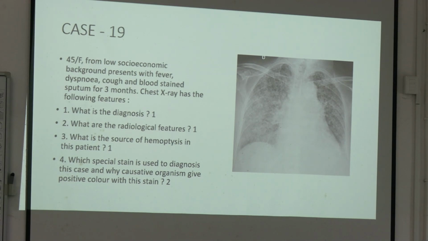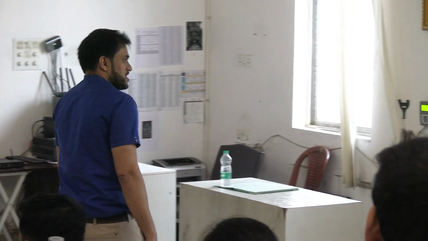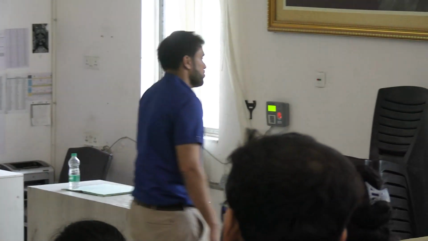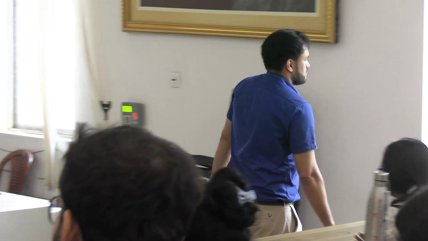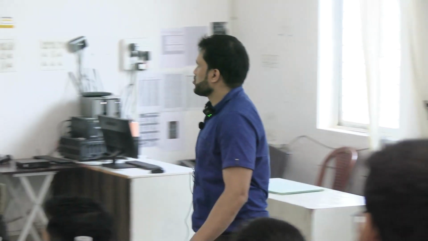Look at the history. Everything is given in the history and the questions. Read the questions and see the history. The last question is, which special stain is used to diagnose the case and why does the causative organism give a positive color? What does microbiology say? Don't say TB, tuberculosis. So what is the diagnosis?